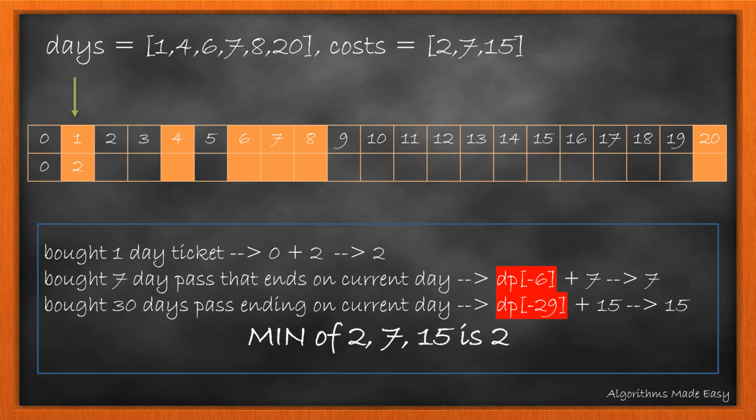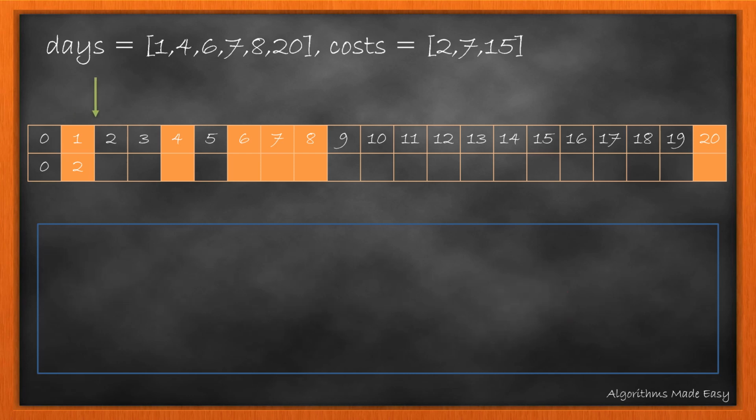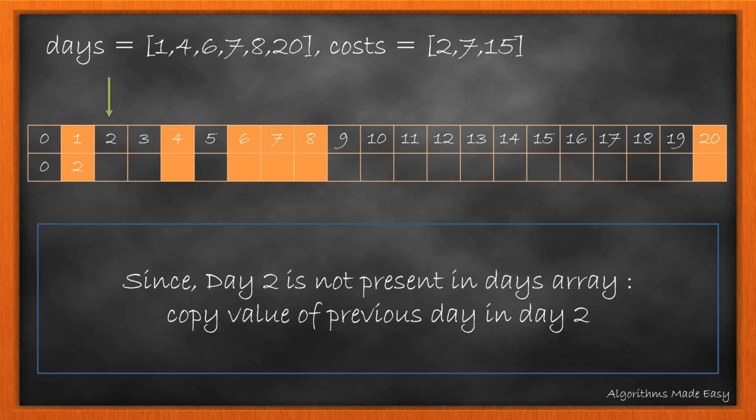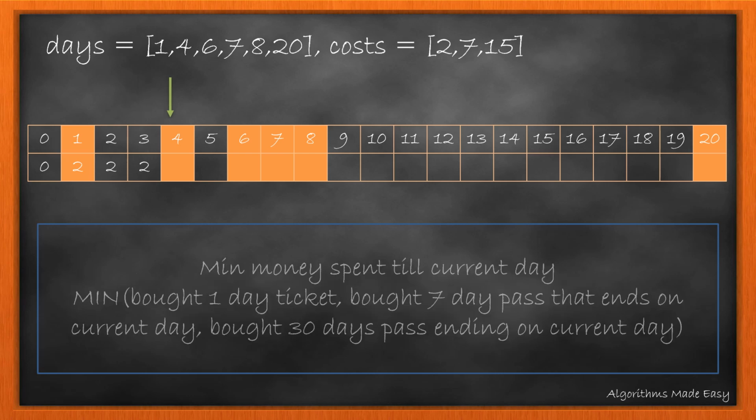The minimum of all would be 2 in this scenario. So we update DP of 1 to 2 and move to the next day. Since day 2 is not present in days array, we just copy the value of previous day in day 2. This gives us the cost incurred till day 2 to be $2. Moving to day 3, as this is also not in the travel plan, there would be no new cost incurred, so we copy the previous value.